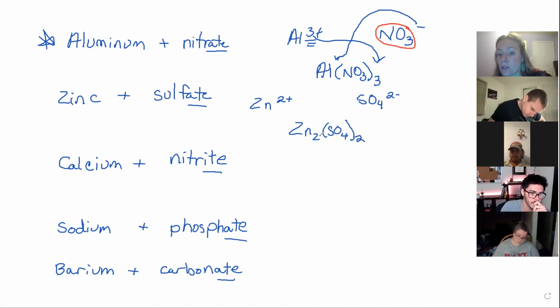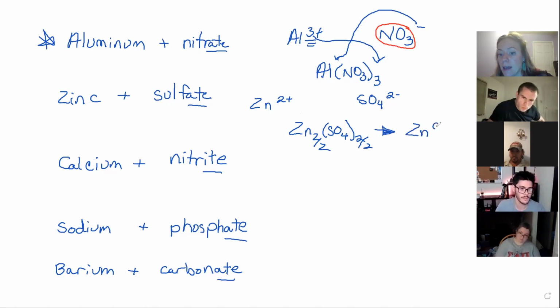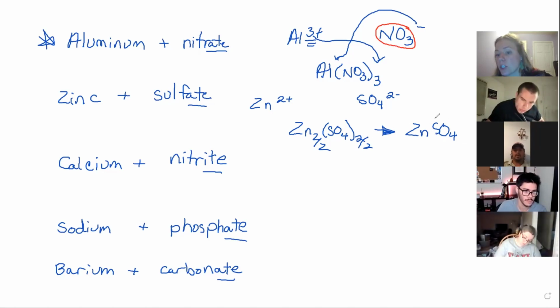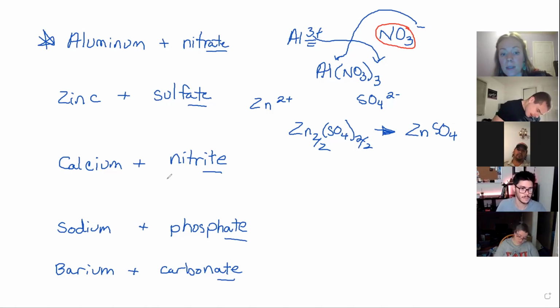Now I'm going to reduce the 2 and the 2 down because with ionics, you always go with the lowest common denominator. So I'll have ZnSO4. Don't leave the parentheses on there if you only have 1 polyatomic ion. Sometimes people will leave those parentheses. That's not proper format. So we want to ditch the parentheses. We just have 1 sulfate. And if you're like, well, how do you know that it's sulfate? It doesn't look like a polyatomic if I don't have it in parentheses. We know that it's sulfate. We know it is.